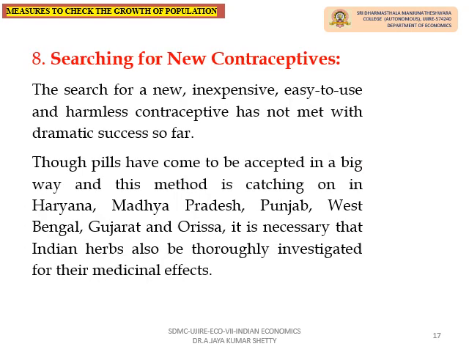Searching for new contraceptives. The search for a new, inexpensive, easy to use, harmless contraceptive has not met with dramatic success so far. Though pills have come to be accepted in a big way, and this method is catching on in Haryana, Madhya Pradesh, Punjab, West Bengal, Gujarat, and Orissa, it is necessary that Indian herbs also be thoroughly investigated for their medicinal effects.